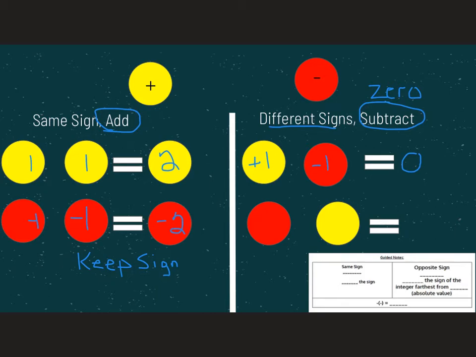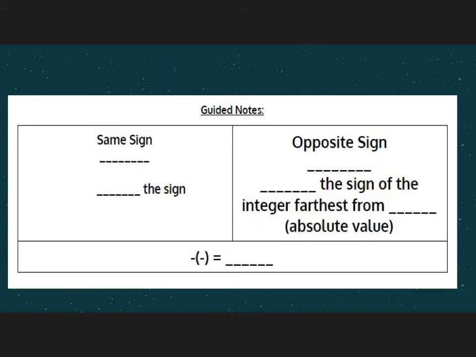Let's practice a few. In your guided notes, just to help you remember, whenever I'm dealing with the same sign, the same integer, what operation am I doing? I am adding the two, and I'm keeping the sign. If they're negative, my final sum is going to be negative. If they're positive, my final sum is going to be positive.